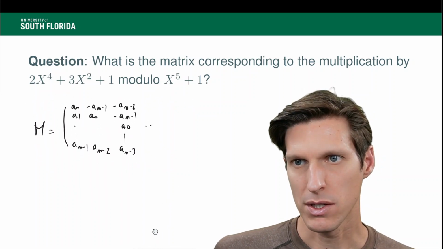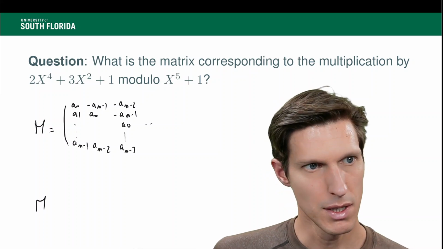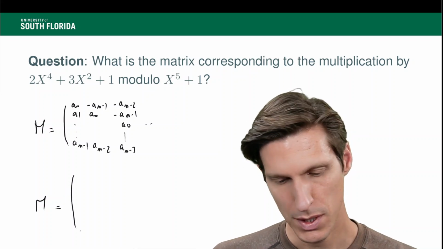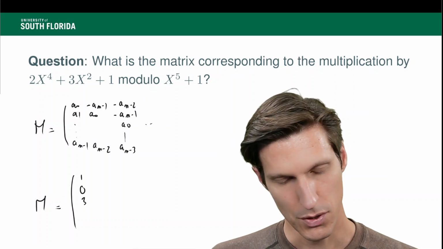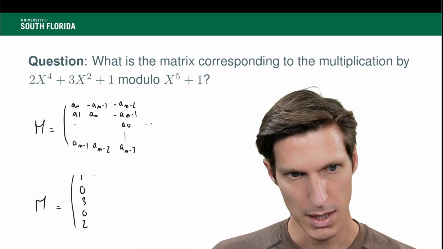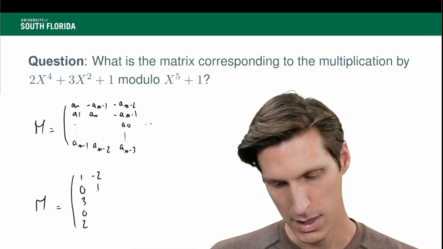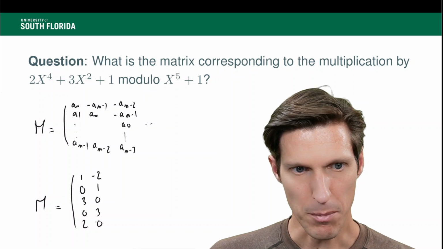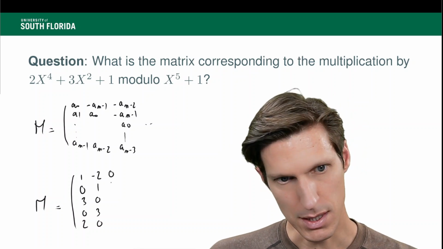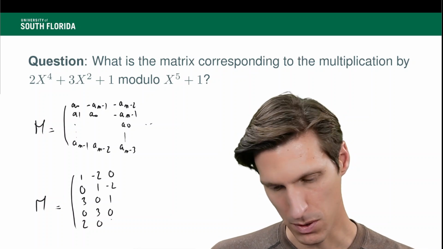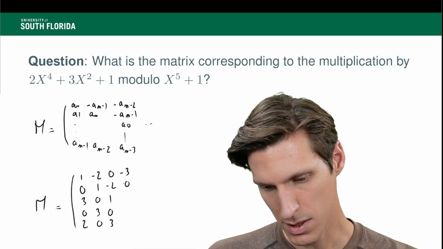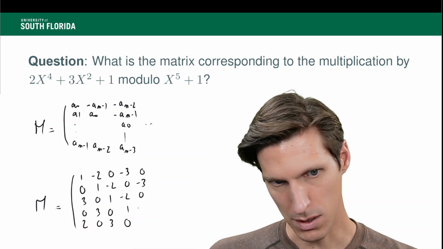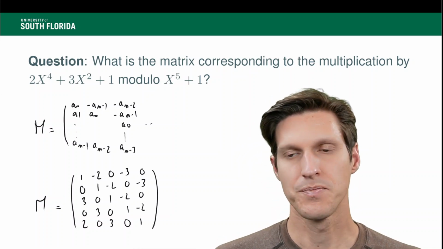what is my matrix? Remember here a0 is 1 and a1 is 0. So the first column is 1, 0, 3, 0, 2. And then the second is going to be minus 2, 1, 0, 3, 0. You see how I've shifted everything, and then the 2 came back up and picked up a minus sign. Then it's 0, minus 2, 1, 0, 3, then minus 3, 0, minus 2, 1, 0, and then 0, minus 3, 0, minus 2, 1. Here we go.